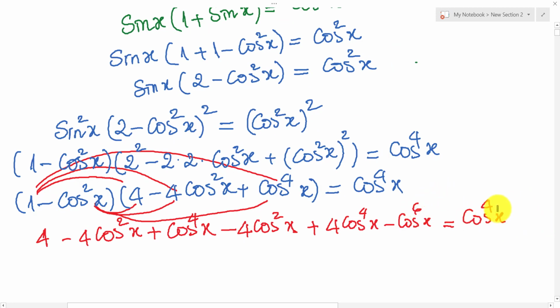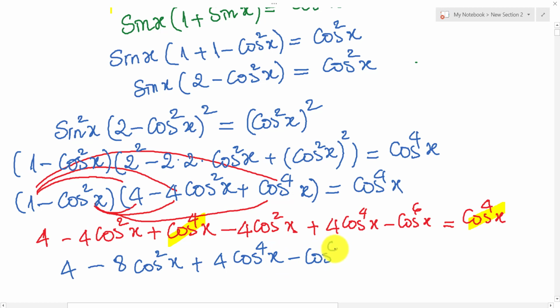Let me see, this cosine power 4 of x and this cosine power 4 of x cancel, so I can simplify it. We get 4, minus 4 cosine square of x and minus 4 cosine square of x, so minus 8 cosine square of x, plus 4 cosine power 4 of x and minus cosine power 6 of x equals 0.